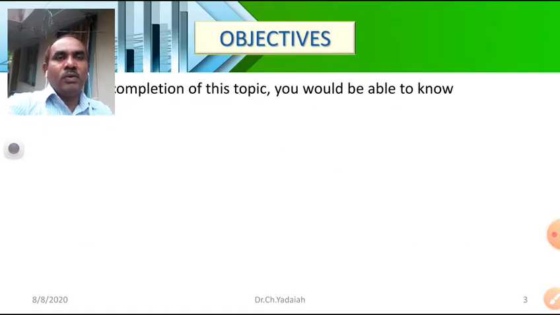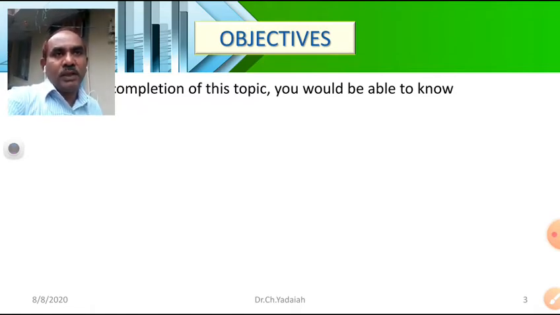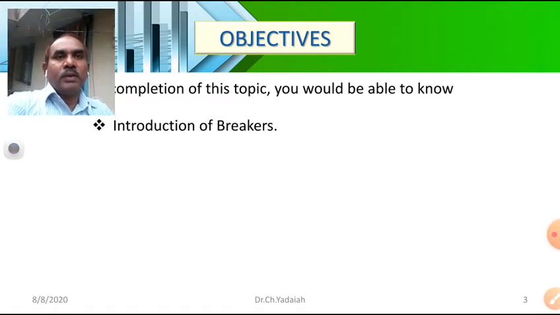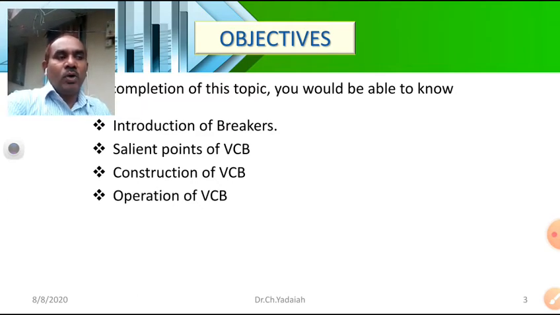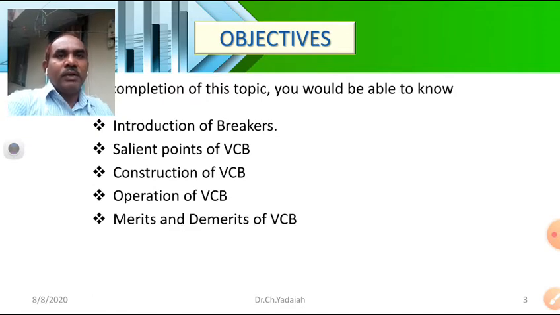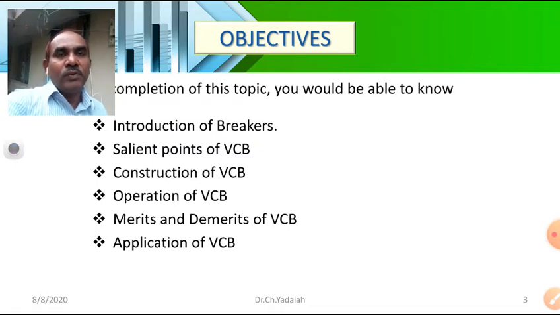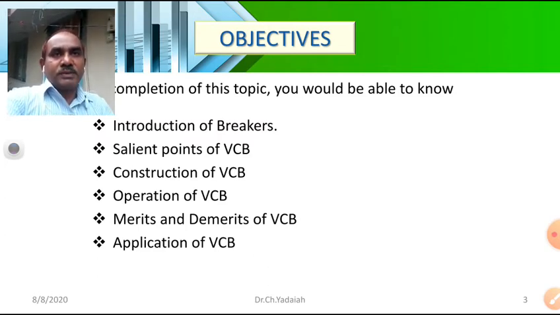Now let us see what objectives we are going to cover today. On completion of this topic, you would be able to know: one, the introduction of breakers; salient points of VCBs, vacuum circuit breakers; construction of the vacuum circuit breaker and operation of the vacuum circuit breaker; merits and demerits of the vacuum circuit breaker; and lastly, where we are going to use these vacuum circuit breakers, that is, the application of vacuum circuit breakers.